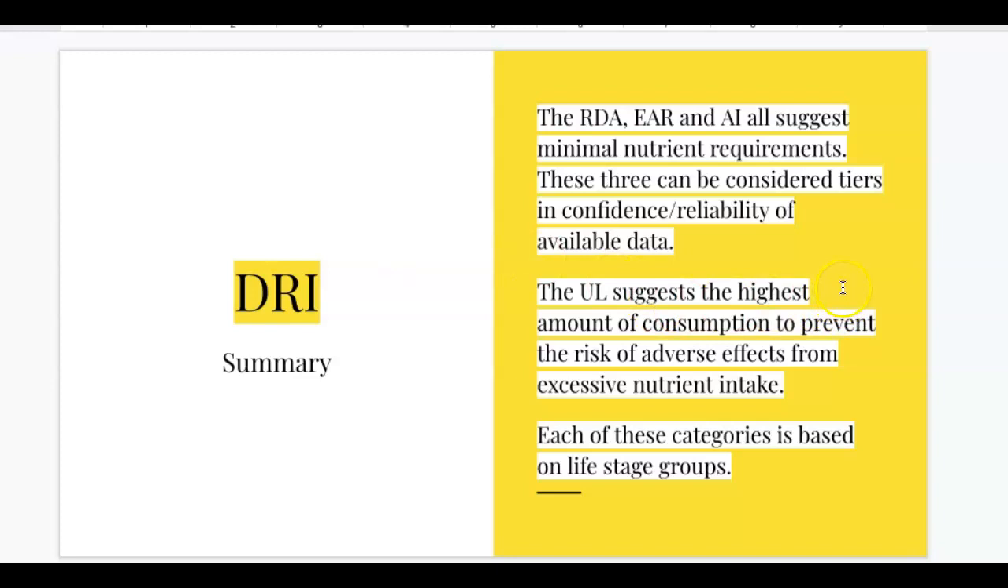The upper limit, on the other hand, suggests the highest amount of consumption to prevent the risk of adverse effects from excessive nutrient intake. Each of these categories is based on life stage groups, and what that means is that the specified DRIs for a 2-year-old are probably going to look different than those specified for an 80-year-old, and vice versa. So these are going to be individualized specifically to life stages to help meet the needs of people at those particular points in time.